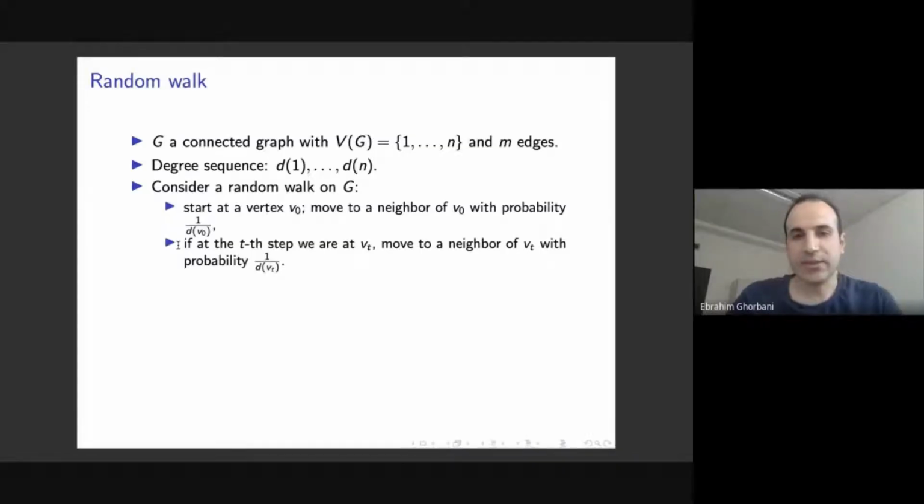At time t, we are at the vertex vt, then again we move to its neighbor with the probability that is proportional to its degree, 1 over dt. So there are several aspects of random walks in a regular graph. We want to see what happens if the number of steps goes to infinity or gets large enough.